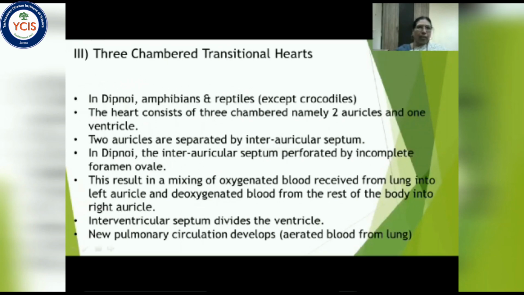Then the three-chambered transitional heart, for example in dipnoi, amphibia, and reptiles except crocodile. The heart consists of three chambers, two auricles and one ventricle. The two auricles are separated by an interauricular septum. In dipnoi, the interauricular septum is perforated by an incomplete foramen ovale. This results in a mixing of oxygenated blood received from the lung into the left auricle and deoxygenated blood from the rest of the body into the right auricle.